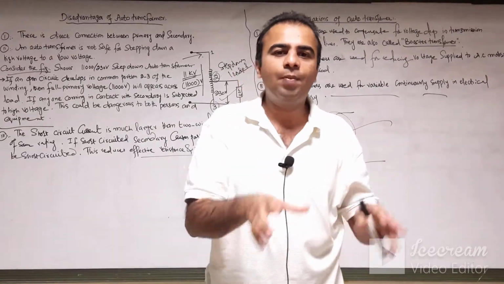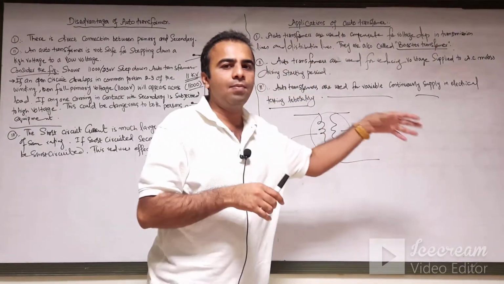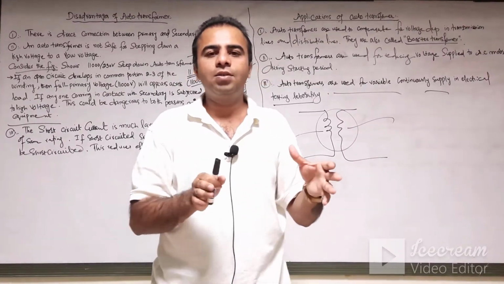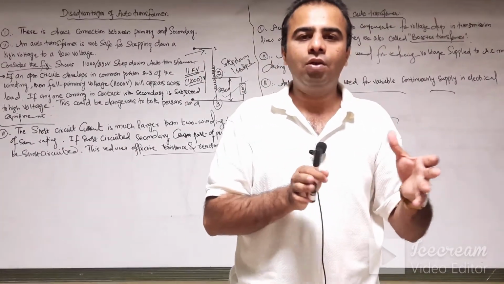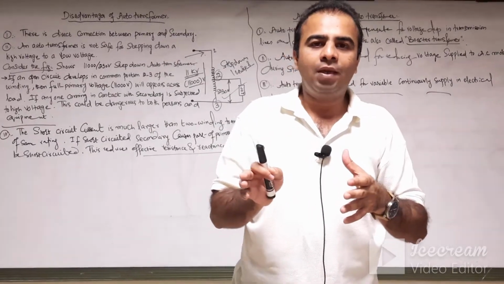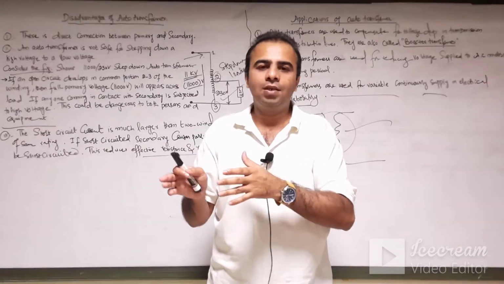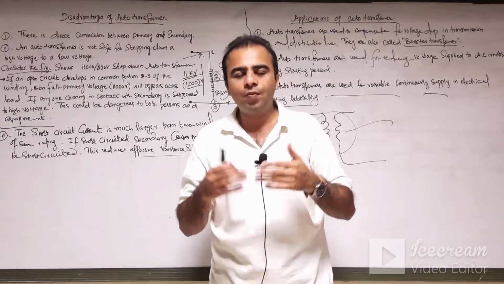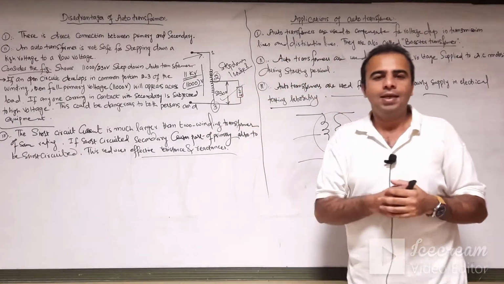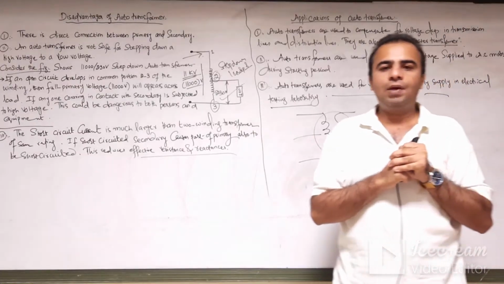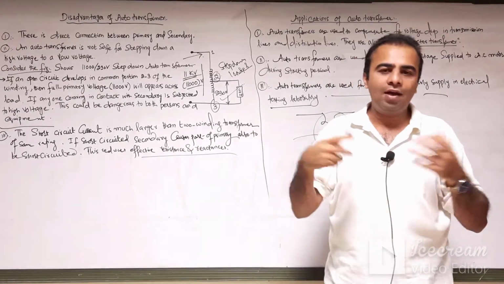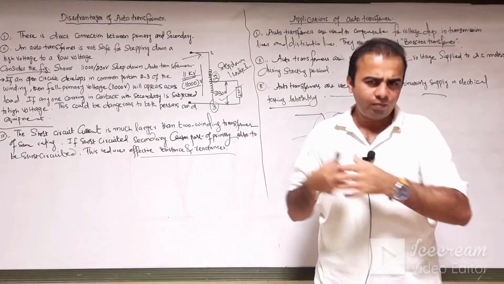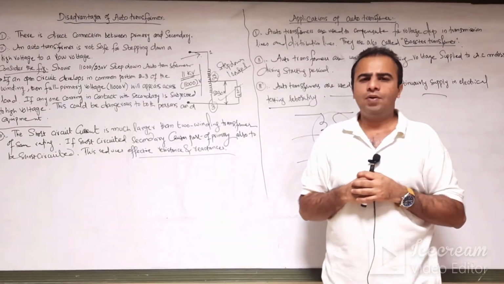So these auto transformers are used for continuous variable supply in electrical testing laboratories to regulate the voltage for any electrical machines that operate on different voltages. So this was the application and the disadvantages of the auto transformer, and we have discussed the advantages and the working of the auto transformer in today's lecture.